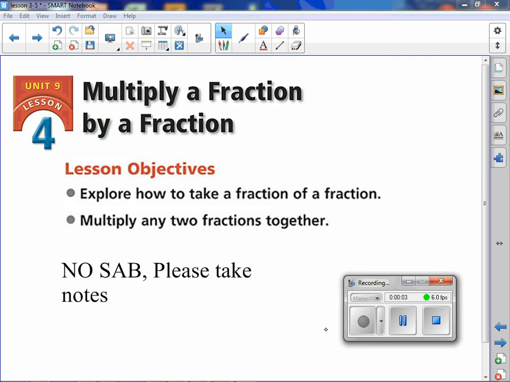All right, guys, today we're doing Unit 9, Lesson 4. It's multiplying a fraction by a fraction. So it's thinking about how you can take a fraction or a portion of a fraction, so part of a part. You're going to multiply the two fractions together.